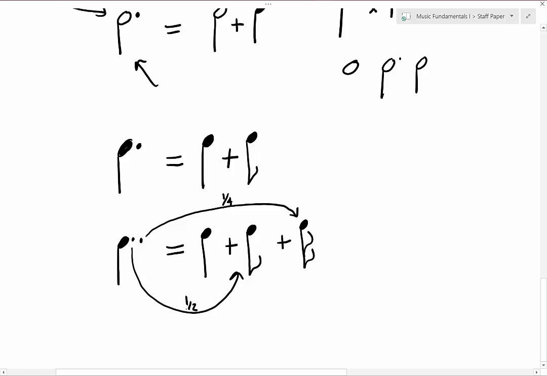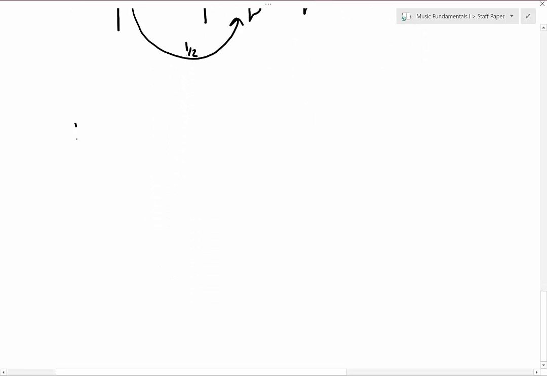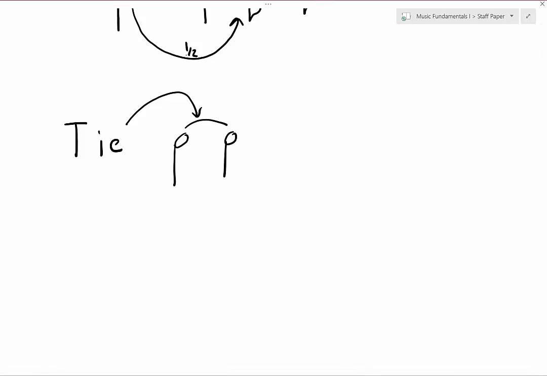Now, the tie is the other concept. It's actually really quite similar. A tie is another way that we can extend the duration of a note. That's a tie right there. It's a little curved line that connects two note heads. Now, there's actually a very similar notation of something you might have seen before that looks almost exactly like it, and it's called a slur. This one's a slur, and this one would be a tie.